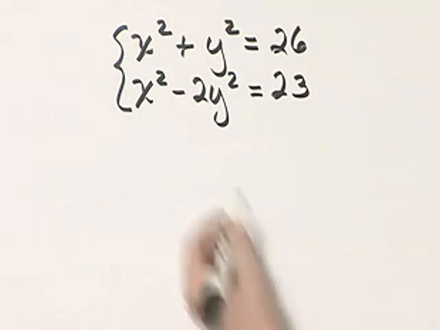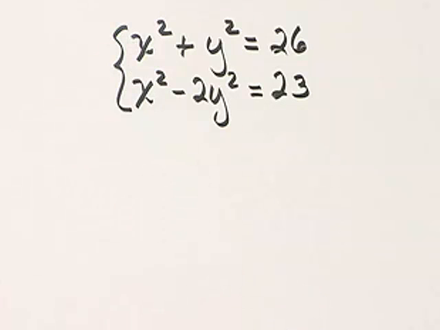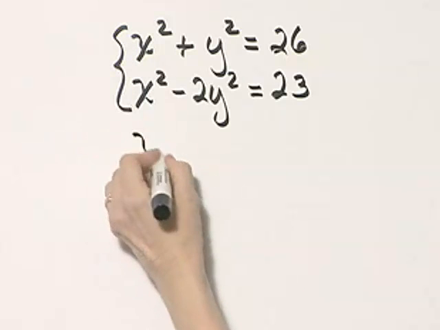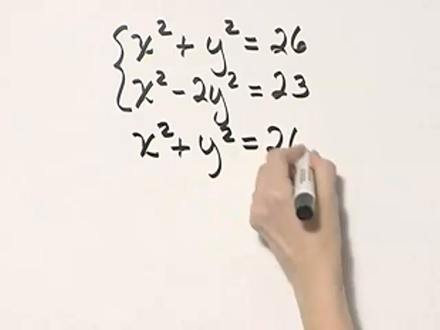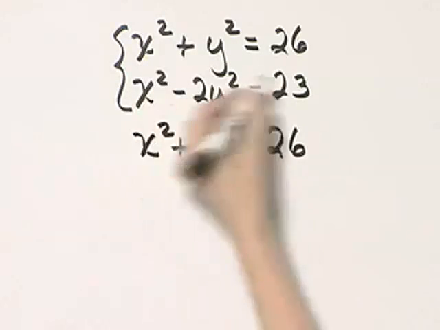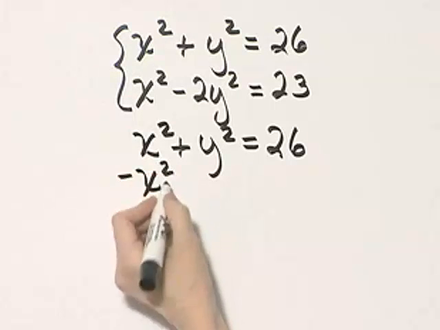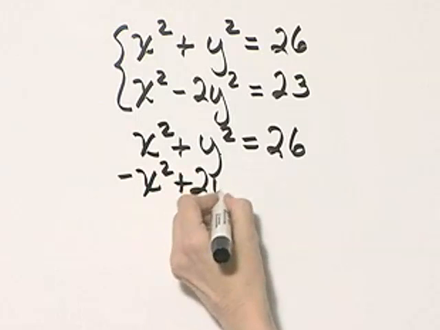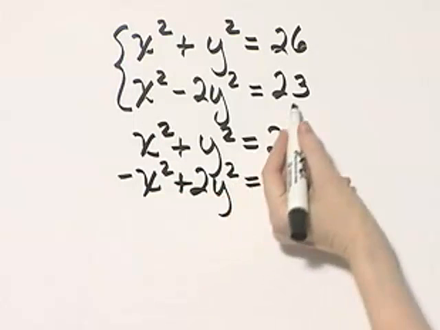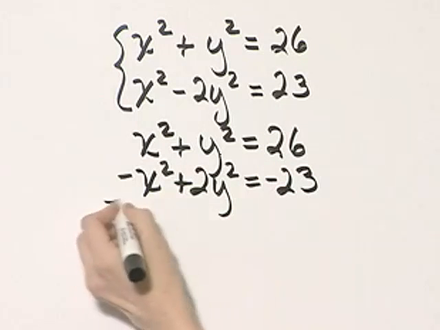Why don't I take this second equation and multiply it through by -1, then the coefficients of x squared will be opposites. I'll rewrite my first equation again. x squared plus y squared is equal to 26. Now I'll multiply through by -1. -1 times x squared, that's negative x squared. -1 times -2y squared, that's positive 2y squared, and then do not forget -1 times 23, that's negative 23.